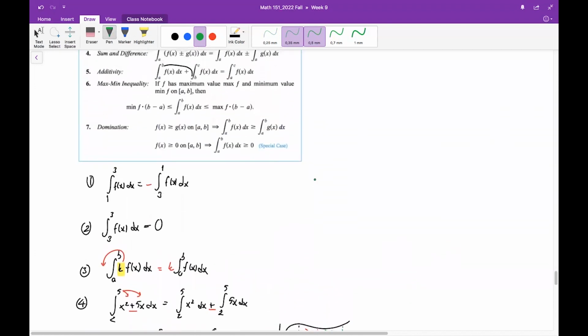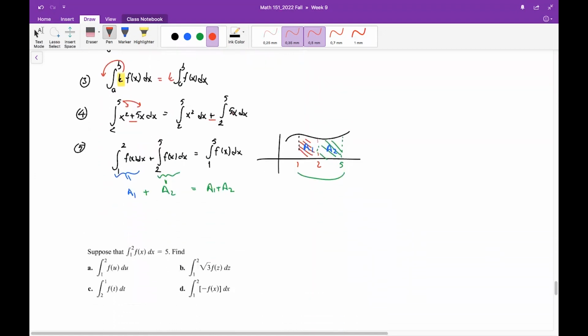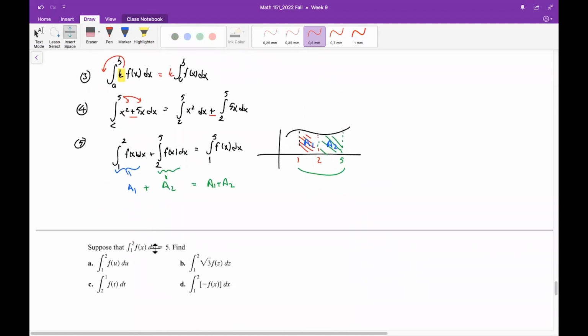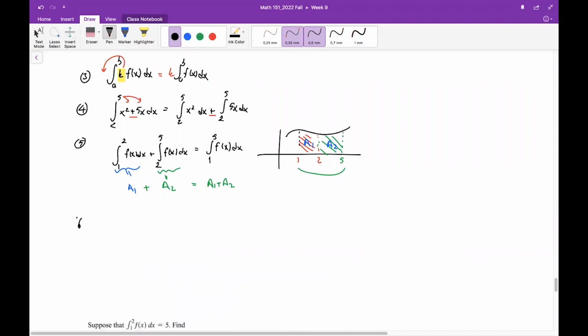What is the sixth property? So this time, we assume that f has a maximum value and minimum value over an interval. Then the result of this definite integral is between this lower bound and upper bound, where you multiply the length of the interval on the left side by the minimum value. This is the length. This is the length, and on the right, for the upper bound, you multiply it with the maximum value of f. Again, by using geometric arguments, we can understand this property.